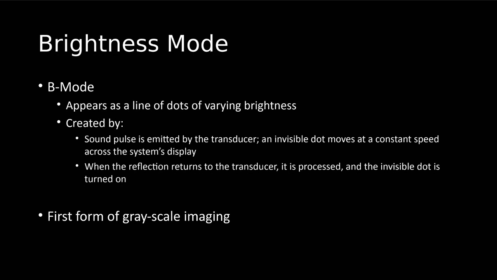So now in brightness mode, these dots that have been converted from the transducer to our system are now going to be displayed in varying levels of brightness. This is going to be created, of course, by a sound pulse in our transducer that's sent in. This invisible dot is going to move at a constant speed across the system's display, very similar to amplitude mode. And then when that reflection returns to the transducer, it's going to be processed, and then that invisible dot becomes turned on at a particular level of brightness.